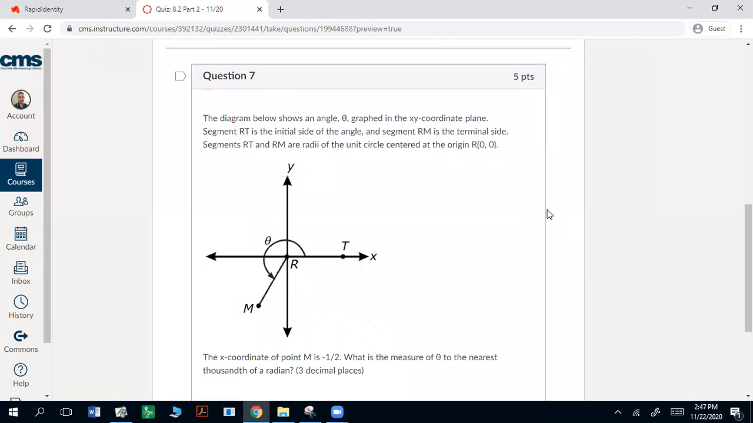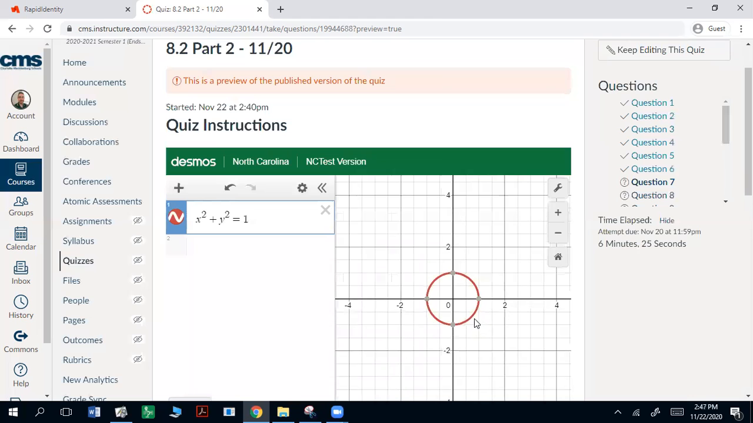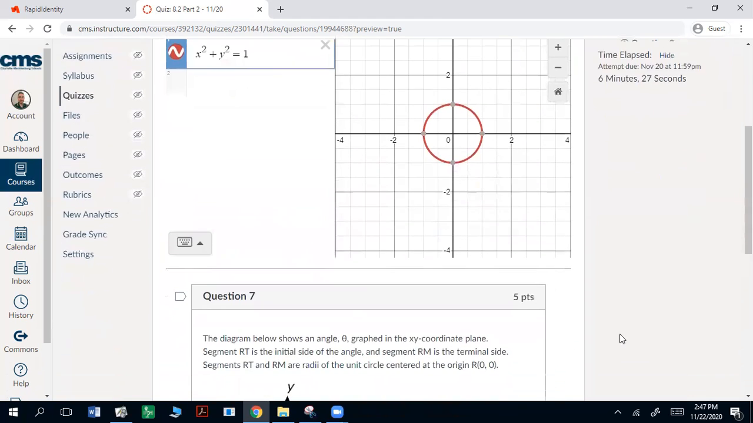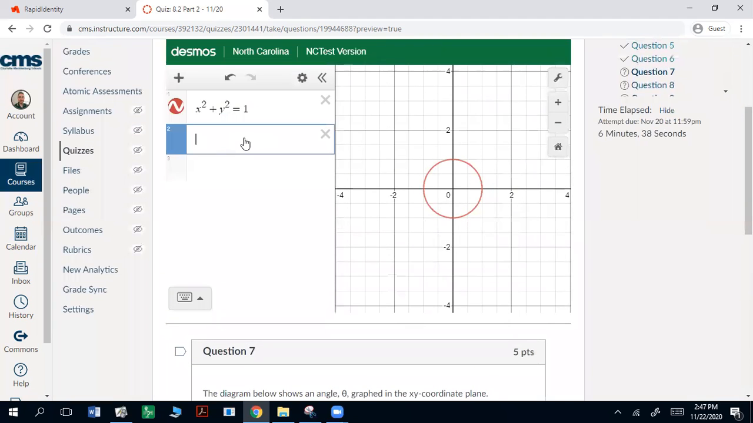So let's go ahead and graph this unit circle again so we can understand what's going on. So we're going to do x squared plus y squared equals 1. And I want you to think about where this is. Okay, this is 180, this is 270. So it's somewhere between 180 and 270. So let's go ahead and do our coordinate: (cosine A, sine A).